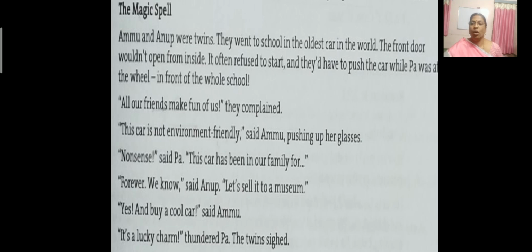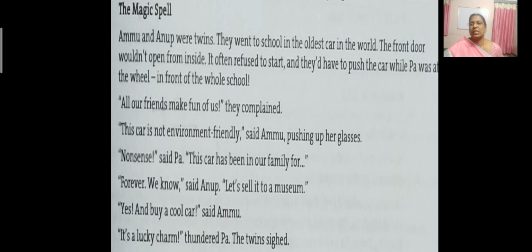Now see the other one. "Nonsense," said Pa. "This car has been in our family for..." So here, who is telling? Pa is telling. "Nonsense" is in inverted commas, and the other part, "This car has been in our family for," these are Pa's words, which are kept in inverted commas. You come across this only in the story. You will not come across inverted commas or quotation marks in a play. Now we will see how this particular story has been written in a play.